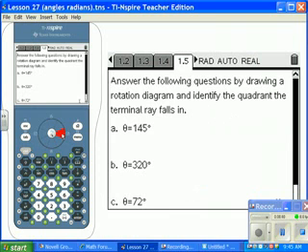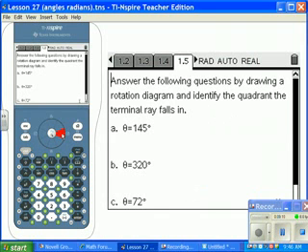Okay, so we're going to answer the following questions. You may need scrap paper for this or the back of your homework assignment. Answer the following questions by drawing a rotation diagram and identify the quadrant where the terminal ray falls. Okay, so you want to do this on scrap paper or paper that you're going to put into your folder because this goes along with the notes.